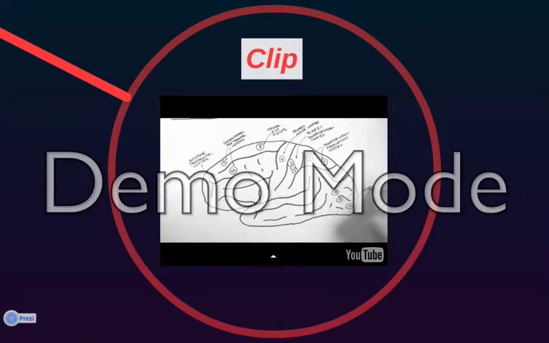17 is the primary visual cortex. So this is where we get input from the eyes. We often call this V1. Then 18 and 19 are V2 and V3 respectively. They're more association cortices for the visual system.